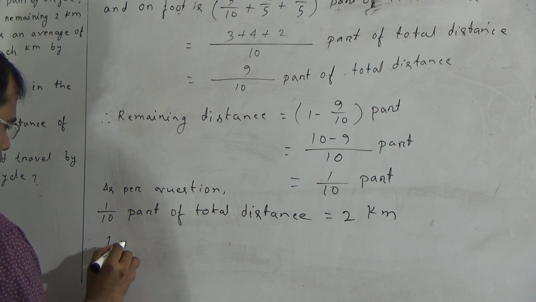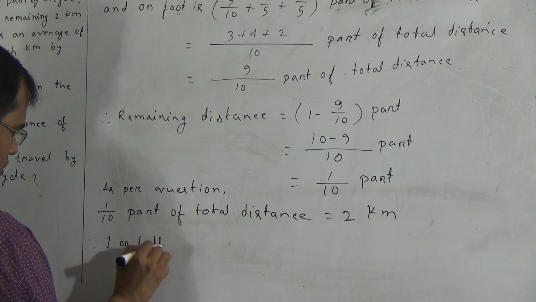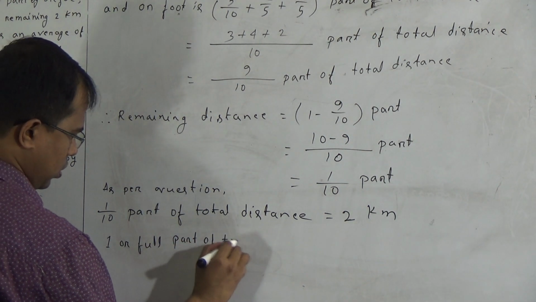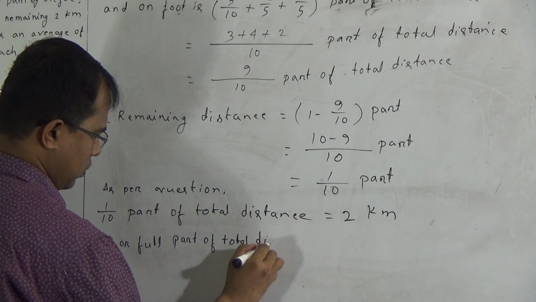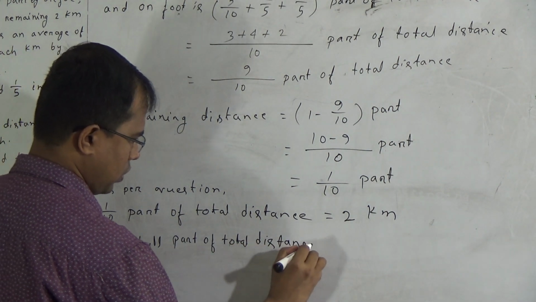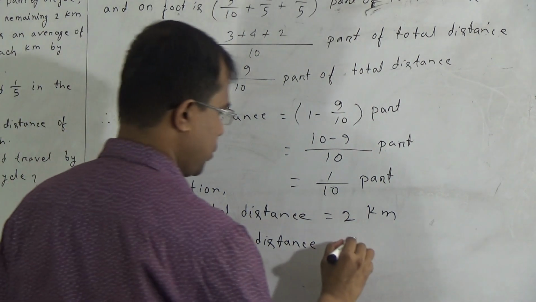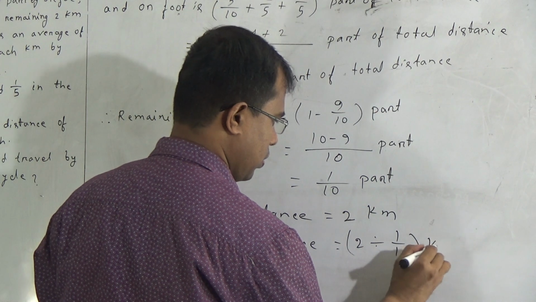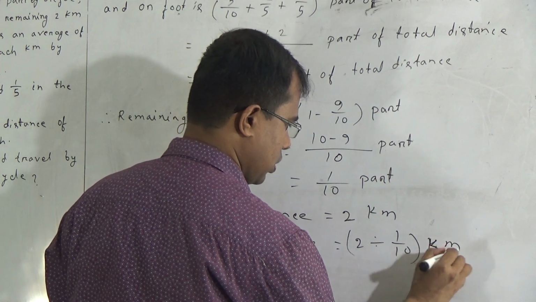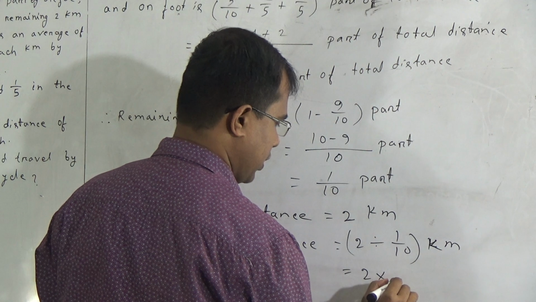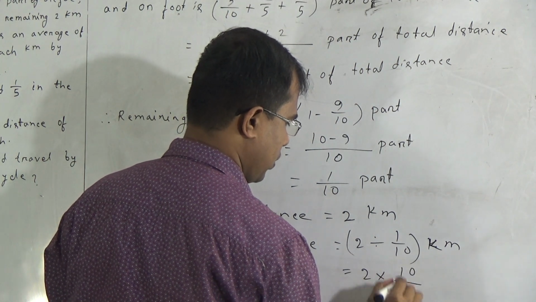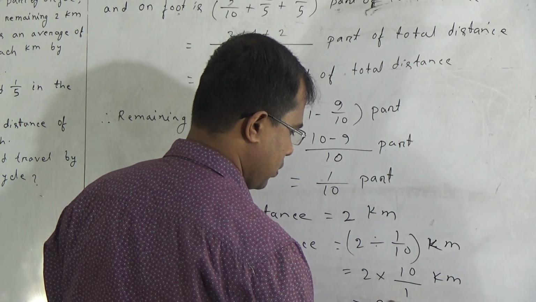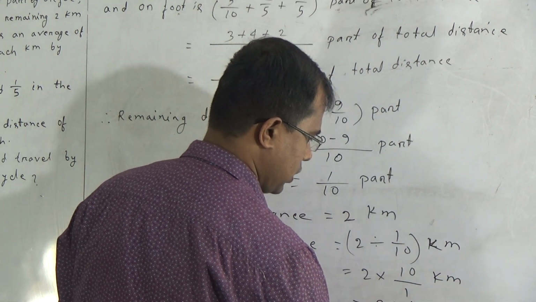Therefore, one or full part of total distance is equal to, here we have to divide 2 by 1 by 10 kilometer. This is equal to 2. We will give here multiplication and we will write 10 as numerator and 1 as denominator, and this is equal to 20 kilometer. Answer will be 20 kilometer.